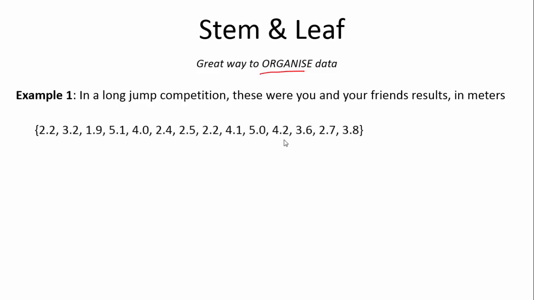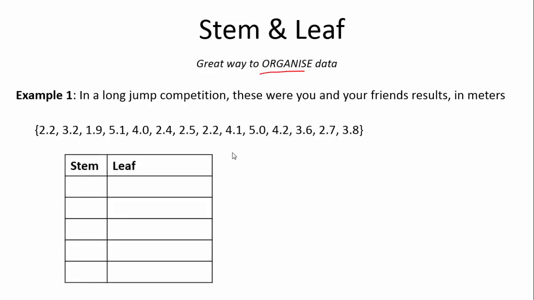So the data is being collected. We could have collected this while tallying, but we've done it now and it's here. There were some people who got 2.2 meters, 3.2 meters, 1.9 meters. There's a 5.0 meters. Now we want to organize this data, so we're going to create a stem and leaf diagram. I'm going to speak more about why it is called a stem and leaf diagram soon, but for a moment, let's just assume that this is the stem and this is the leaf.